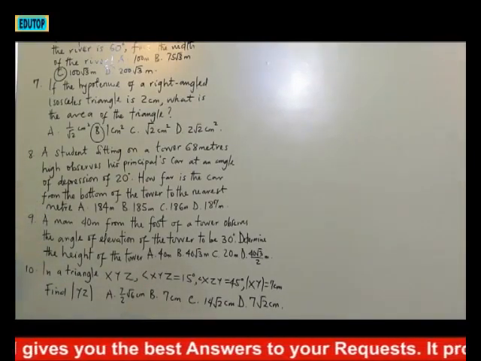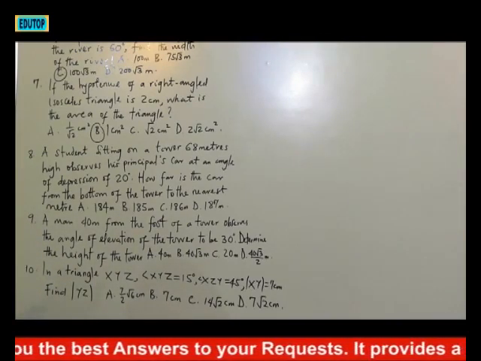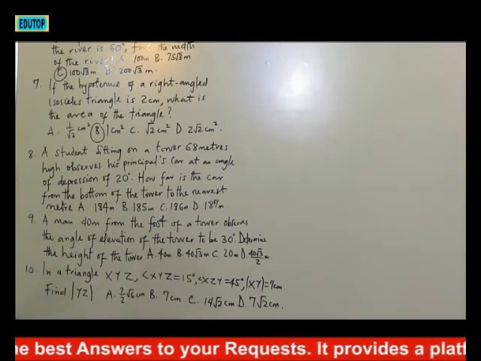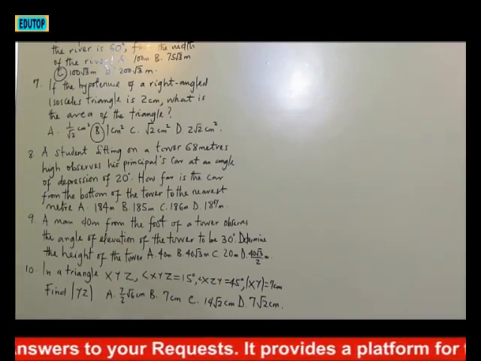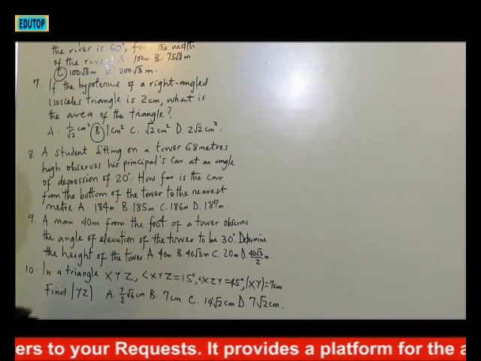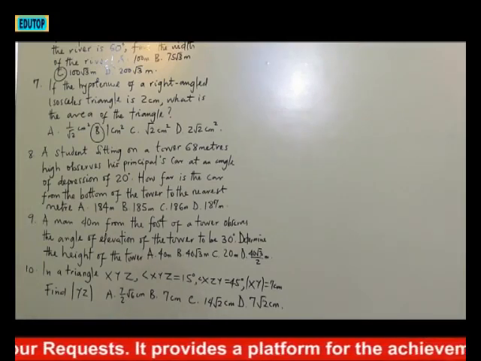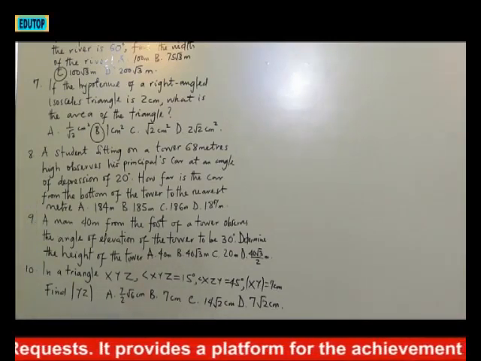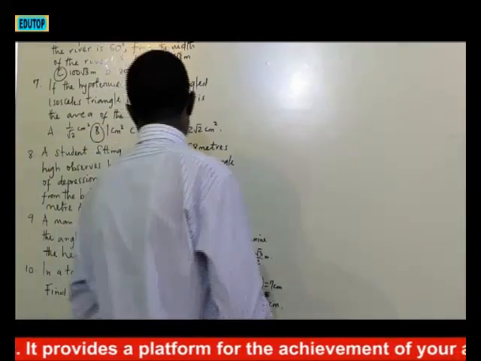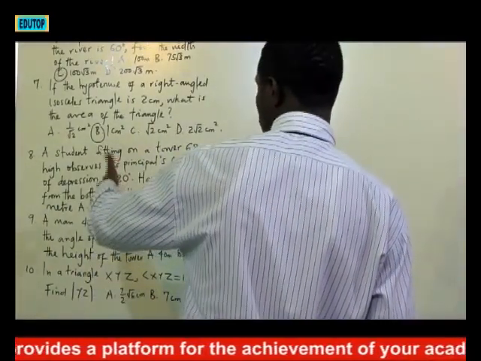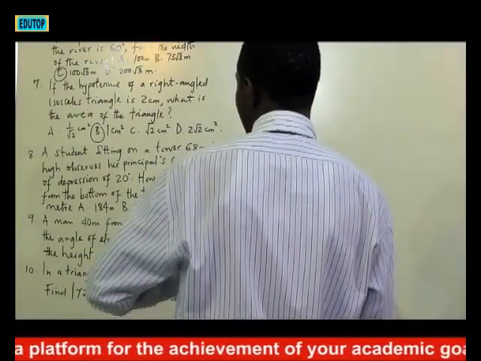A student sitting on a tower 68 meters high observes his principal's car at an angle of depression of 20 degrees. How far is the car from the bottom of the tower to the nearest meter? In this situation, we've treated so many questions on this concept. So we have the angle of depression has been given.